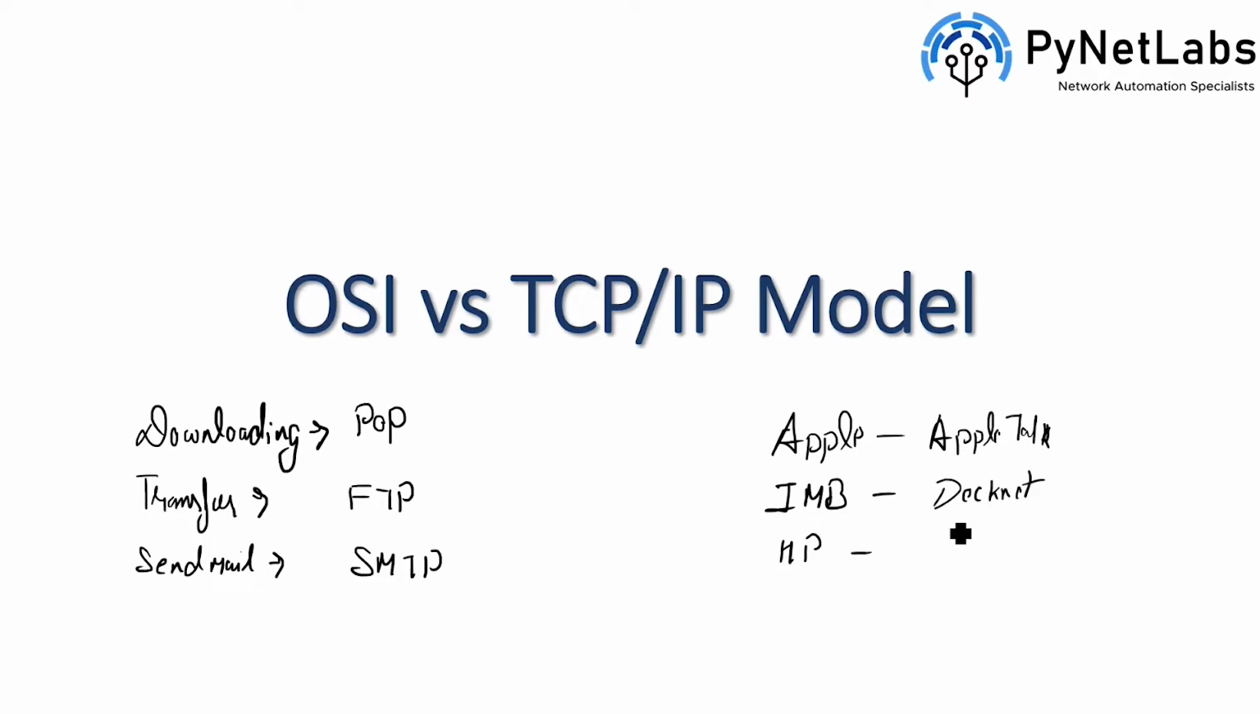So, for example, what I want to explain to you is that if Apple wants to transfer data, for example, we have two machines.